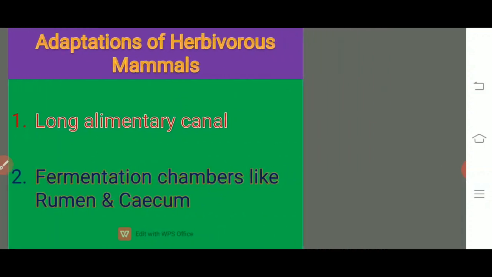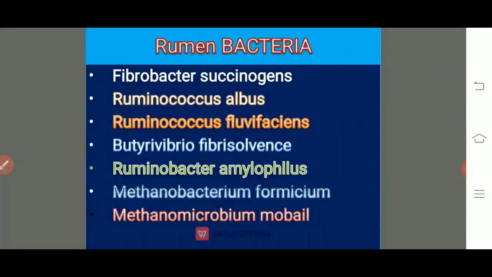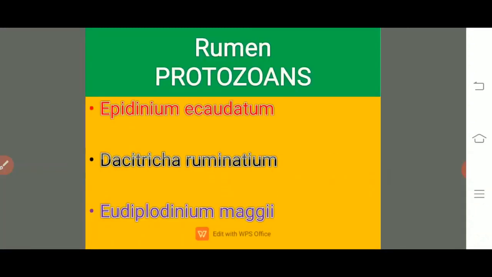Let us see some of the symbiotic organisms which live in the digestive system, the alimentary canal, of the various herbivorous mammals. There are symbiotic bacteria, symbiotic protozoans and symbiotic fungi, that is rumen bacteria, rumen protozoans and rumen fungi. Among the rumen bacteria, here we are seeing Fibrobacter succinogenes, Ruminococcus albus, Ruminococcus flavefaciens, Butyrivibrio fibrisolvens, Ruminobacter amylophilus, Methanobacterium formicicum, Methanomicrobium mobile.